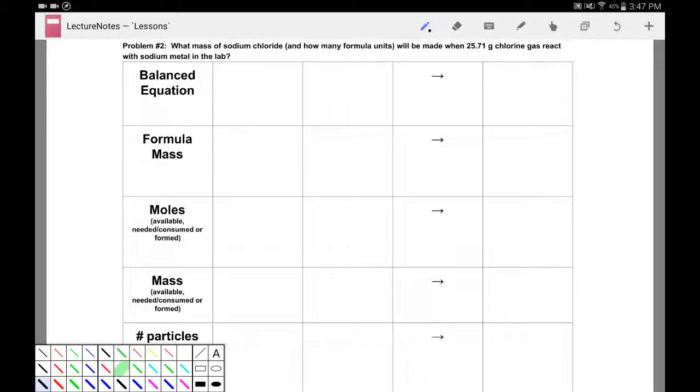In this problem, we're trying to find the mass of sodium chloride and the number of units that could be made when we have a certain amount of chlorine gas reacting with sodium metal. So to start, we need to have the balanced chemical equation.